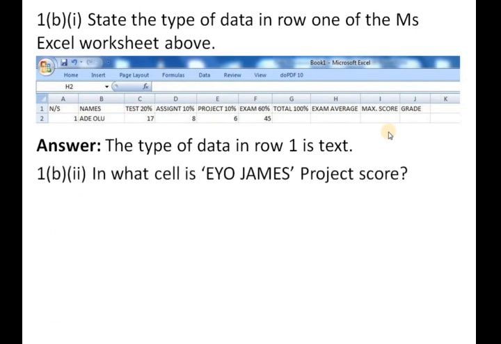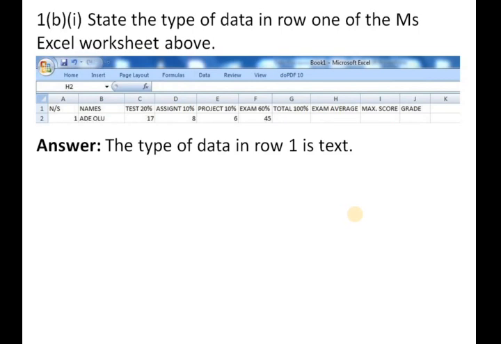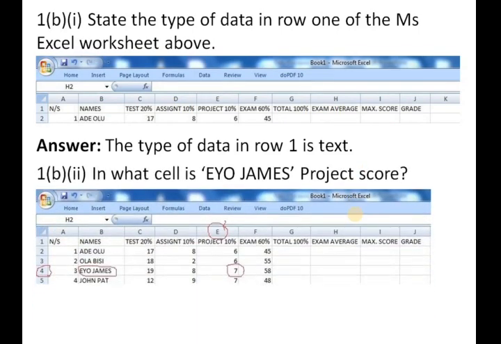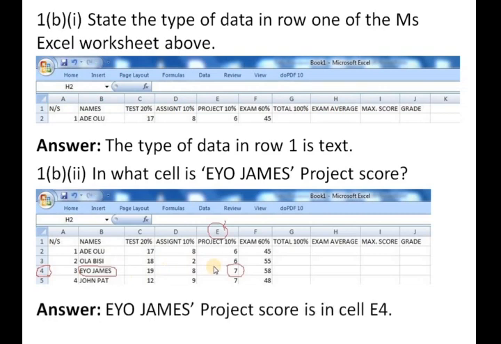Now the next question, in what cell is James's project score? Looking at it, you have James here in row 4. The project score is in column E. When we are naming a cell, we name a cell with the column and the row name. So it will be E4. So the answer is E4.